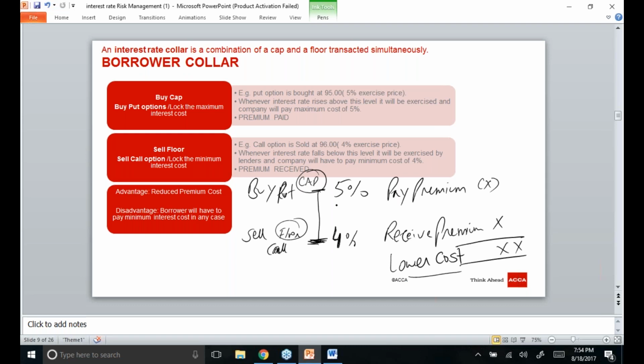By buying put option at the higher rate, you will set the higher interest rate at the higher cost. You will not face any cost above this. And by selling the call option at the lower rate, you have also locked your lower side. You have to face this cost at any level. Whenever interest rate goes down, you will have to face 4%. Whenever interest rate goes up, you will maximum have to pay 5%.